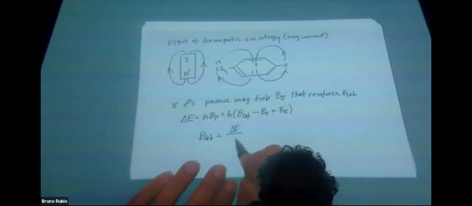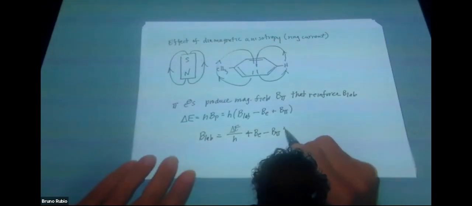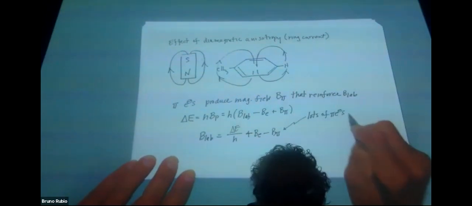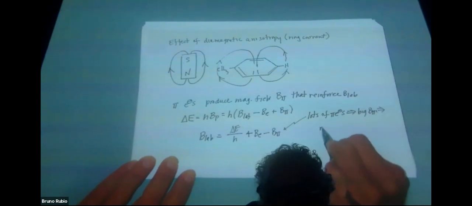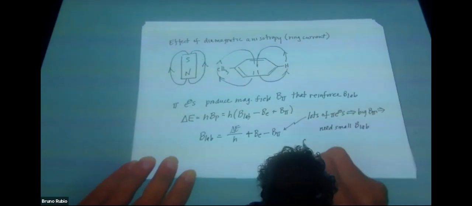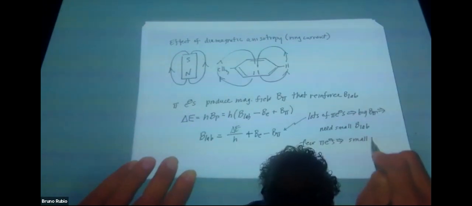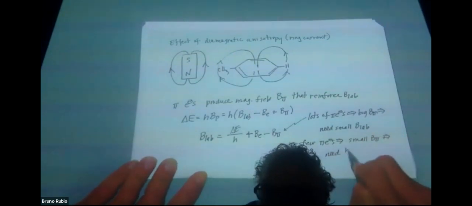Rearranging this equation, delta E divided by H plus B_E minus B sub pi. Okay, and so this equation, just like an earlier one, is telling you, lots of pi electrons, that means that B pi is big. That means that we need a small B lab. Conversely, few pi electrons, that means we're going to have a small B pi, and that means we need a big B lab.